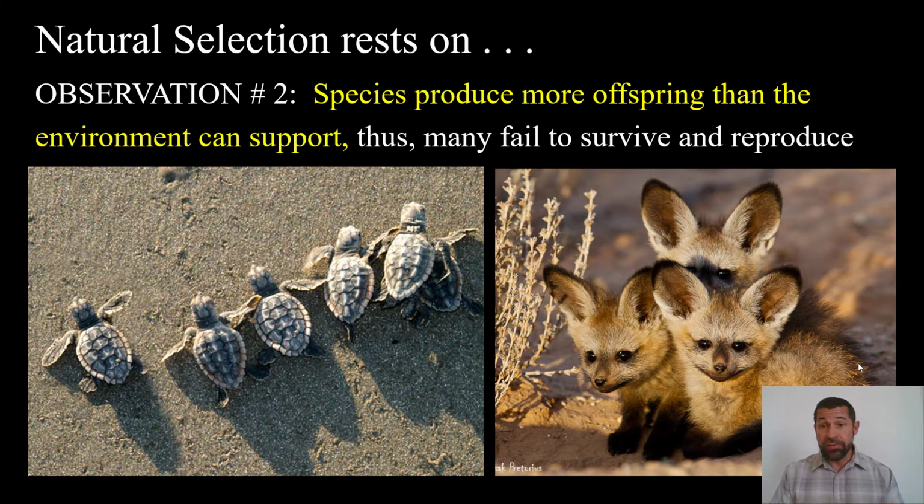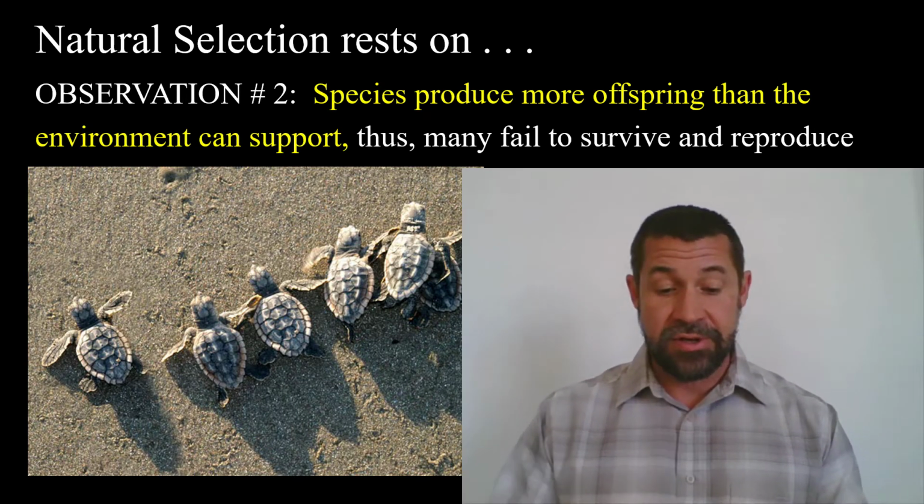If your cat or dog has ever had a litter of young, there's often a runt or sometimes two who don't make it. Wild canids like these bat-eared foxes that you see here on the right are no different. So depending upon the year, many of those pups won't survive to adulthood. So these two observations, that individuals vary and females over-reproduce, they're simply irrefutable. You can't argue against them. Even the most ardent creationists can't deny this. It's simply a fact of life.